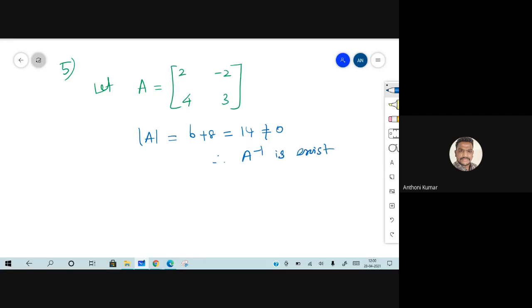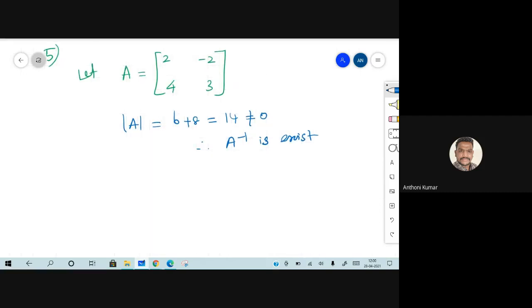Writing this is a very important step, ensuring. Understand? So A inverse exists.